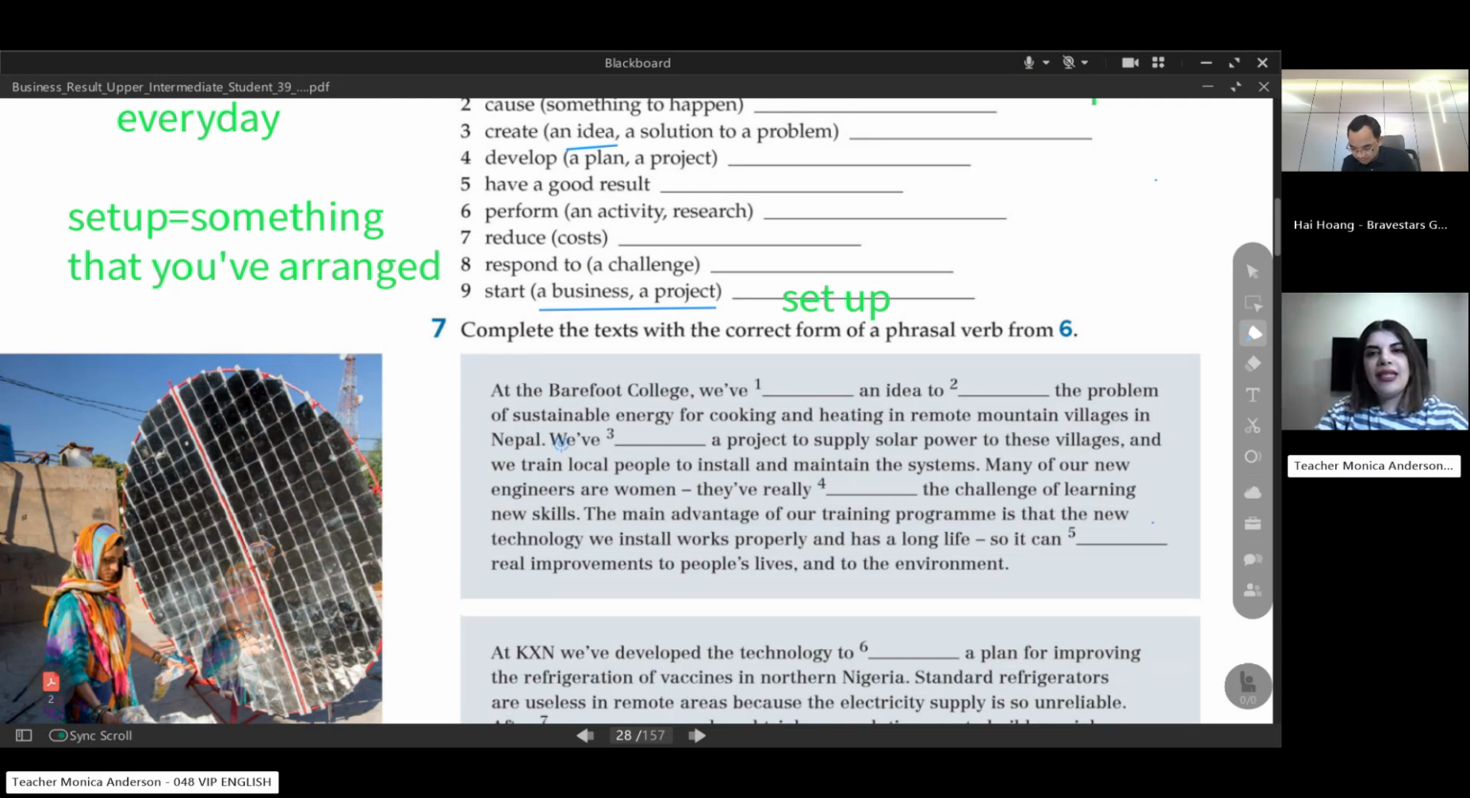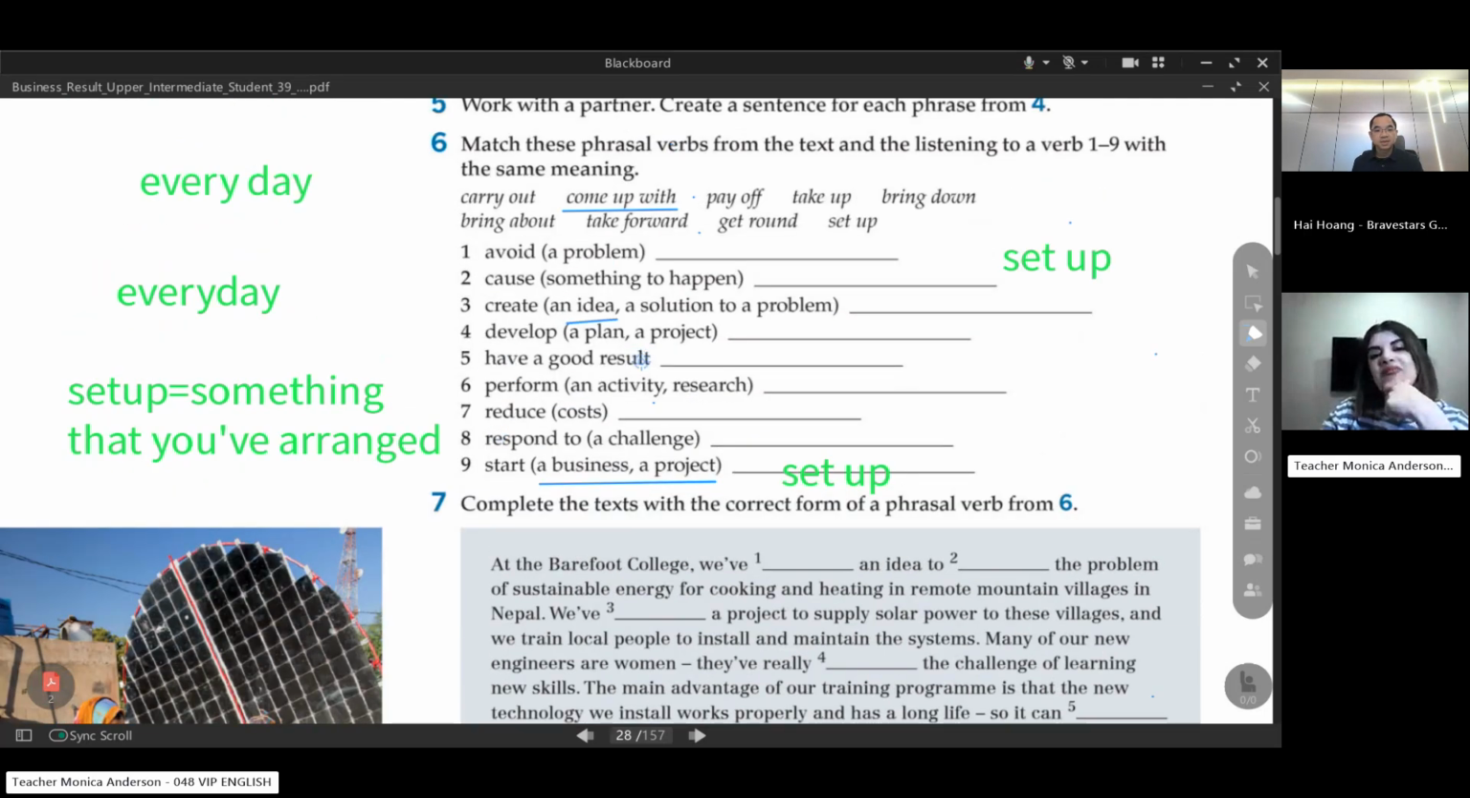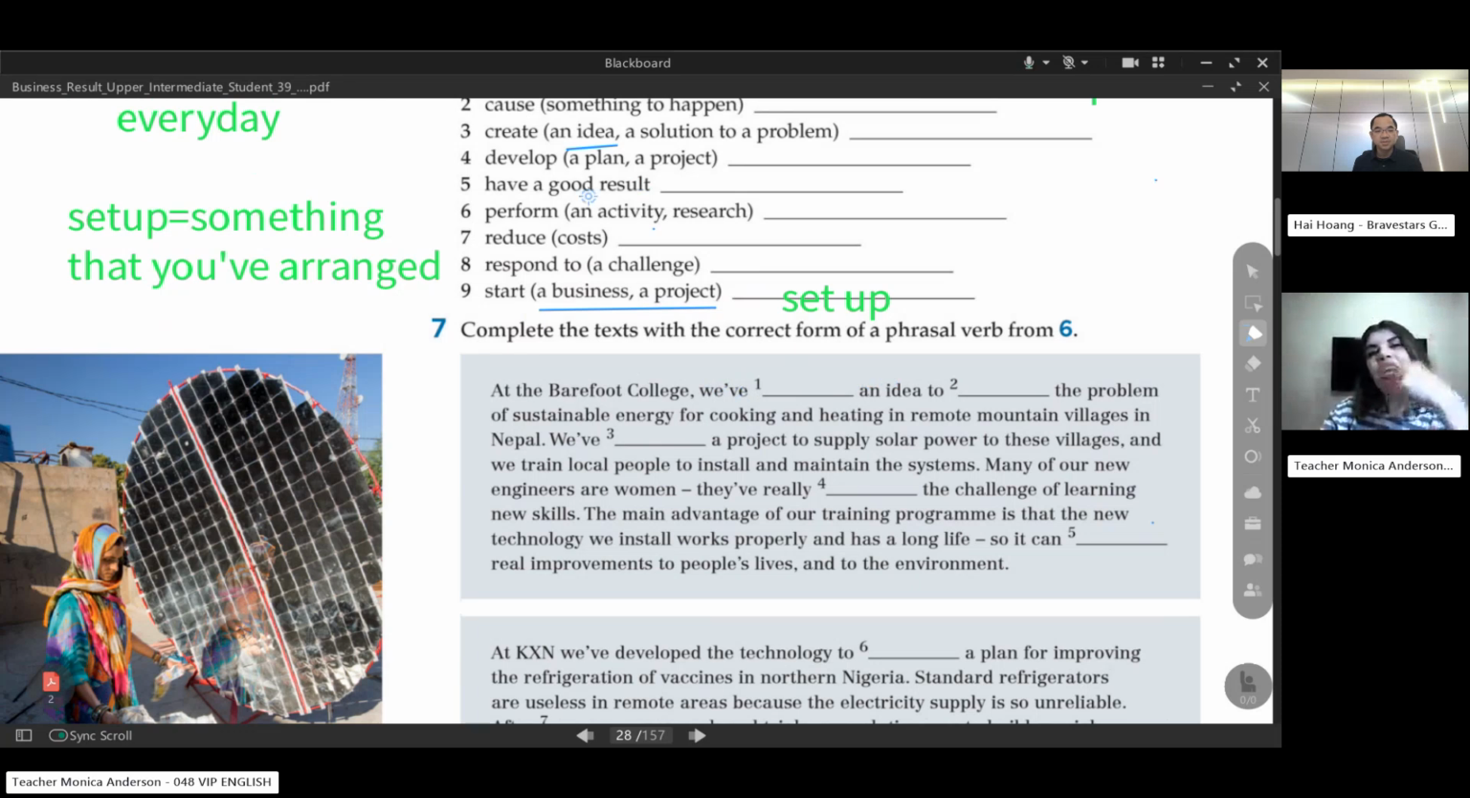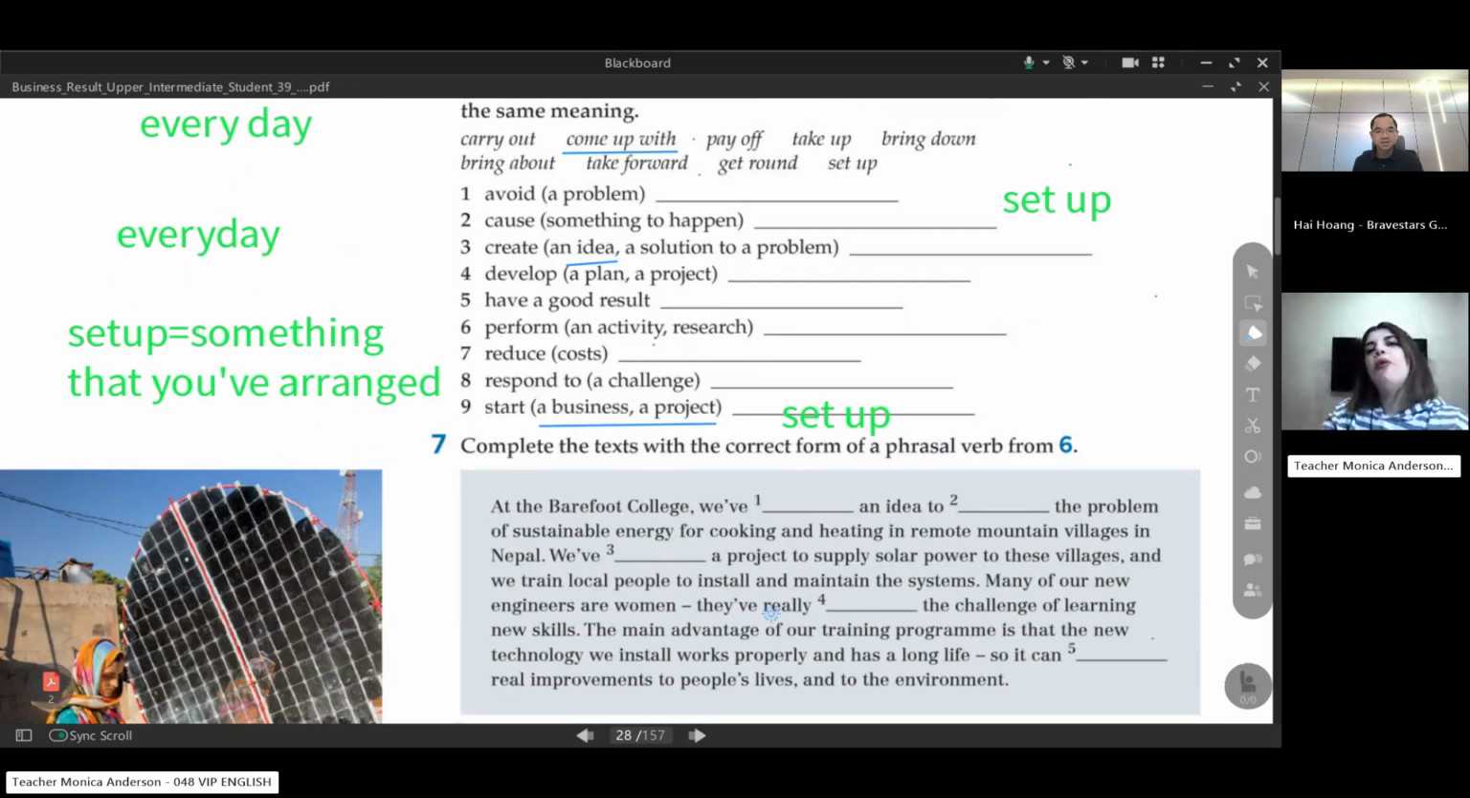At Barefoot College, take up an idea. So now we can use, we create like set up or we set up. Now you can say we come up with. So here, as I told you, now you can use it, come up with. Come up with an idea to. The first one is come up with, right? Yeah, of course.